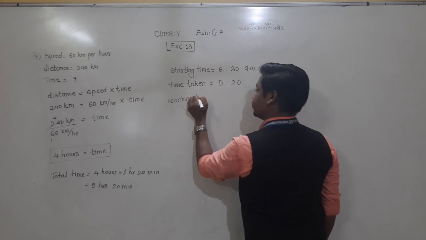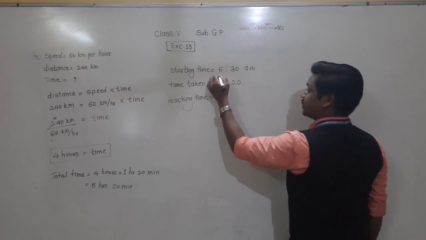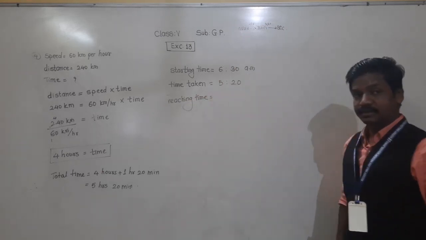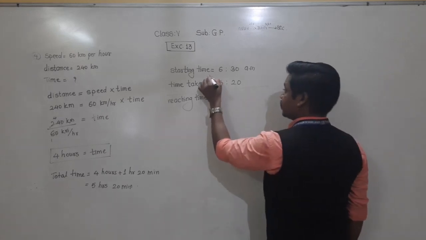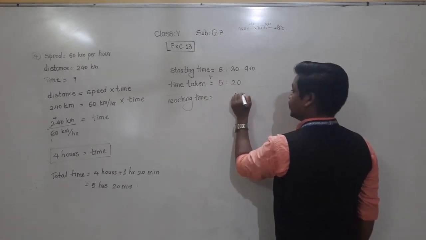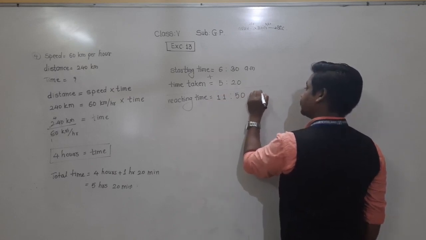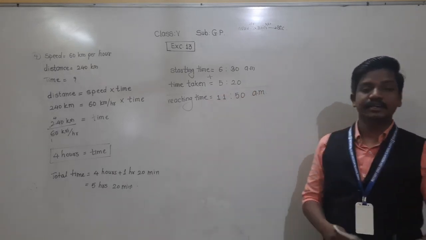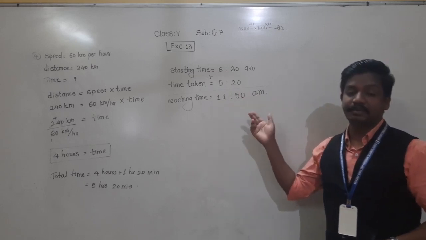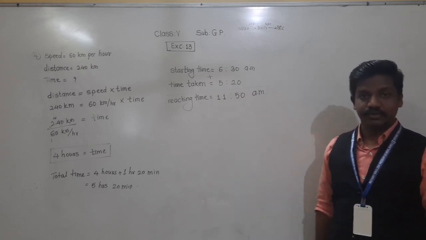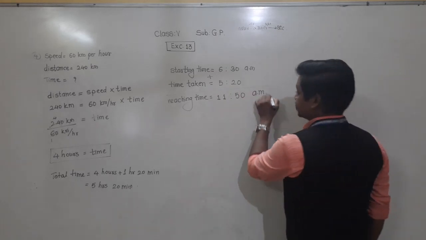Reaching time. At what time did he reach? So this time we need to add to the starting time. Okay, so we will get 11:50 a.m. He reached there at 11:50 a.m., which means 11:50 in the morning. Okay, so this is your final answer.